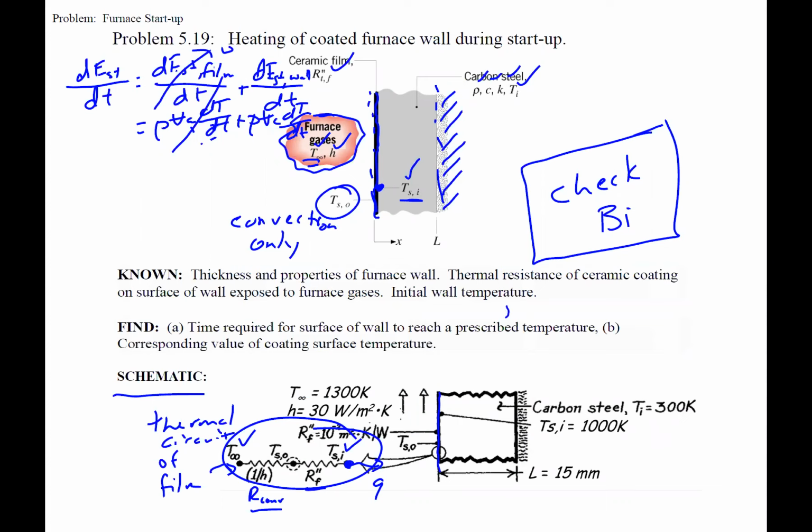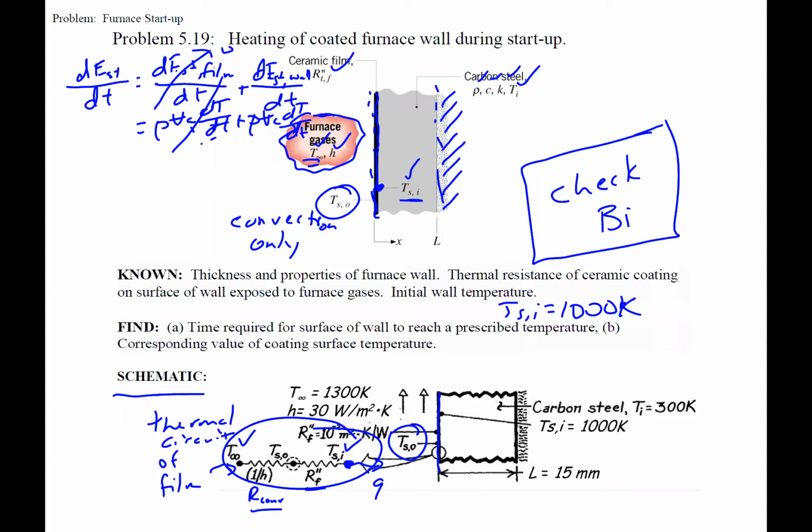So that was T_si equal to 1,000 Kelvin. That was the time to get to that temperature. Okay, and then they ask for the corresponding value of the coating surface temperature. So that means they're now asking for T_so.